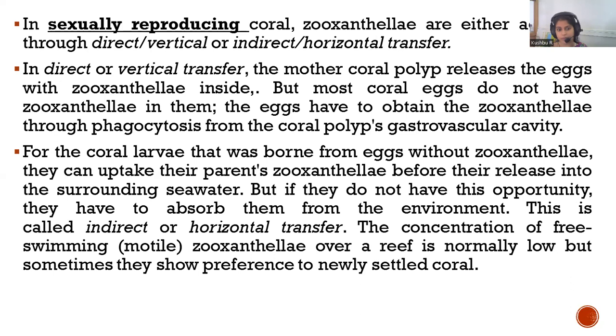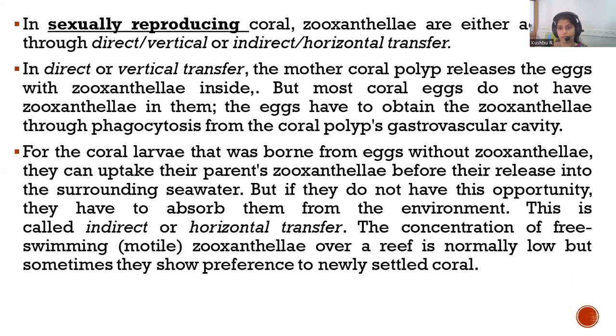the environment. The other form of sexual reproduction is called indirect or horizontal transfer. In indirect or horizontal transfer, if the larvae or the eggs produced by the coral reefs do not have zooxanthellae members, they can take up the zooxanthellae members from the seawater or from the surrounding environment by the process of horizontal transfer.